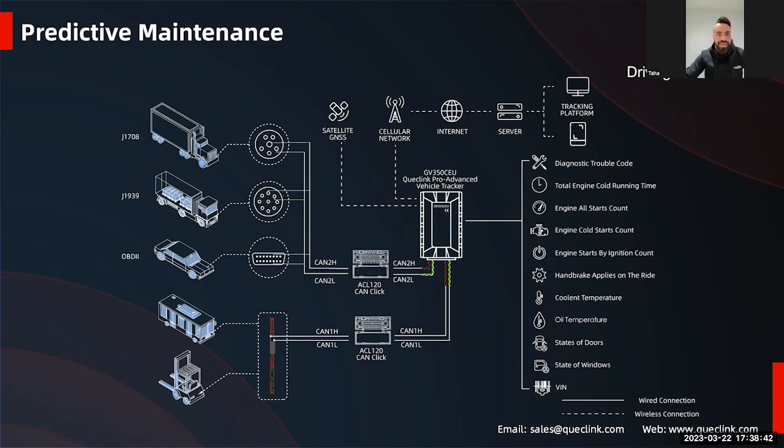I don't want to go into details on this. It just shows you that the device has both CAN1 and CAN2 built in: get your CANbus data for fleet management, such as fuel level, and the same thing for CAN2 for diagnosis and real-time data.